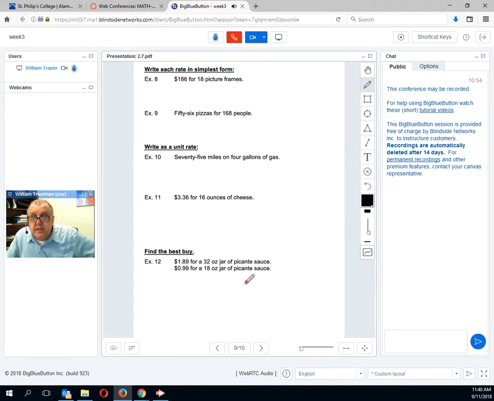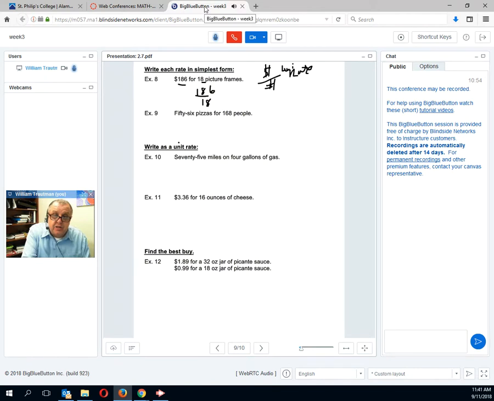Write each rate in simplest form. By the way, a rate is always the money divided by the number of items. Always put money on top, that's for unit rate. Always put money on top if you have the choice. If not, we're always going to put on top what they have first. So the rate is 186 divided by 18.